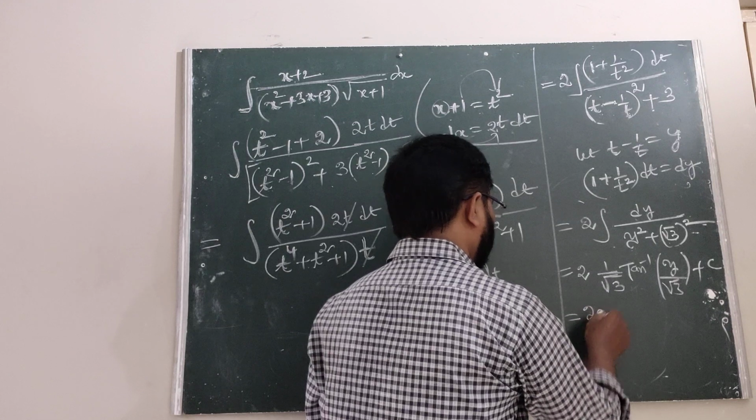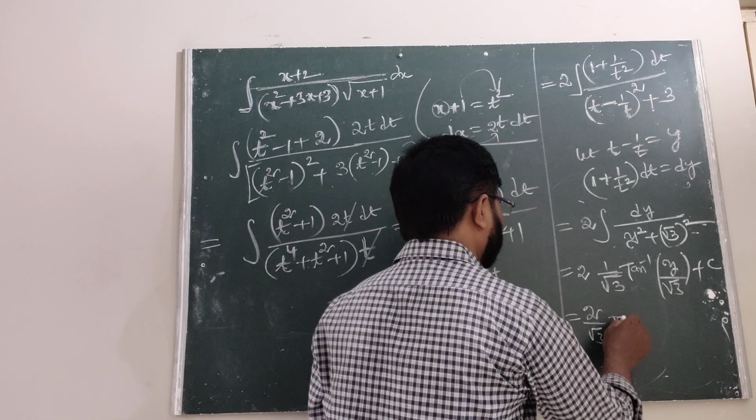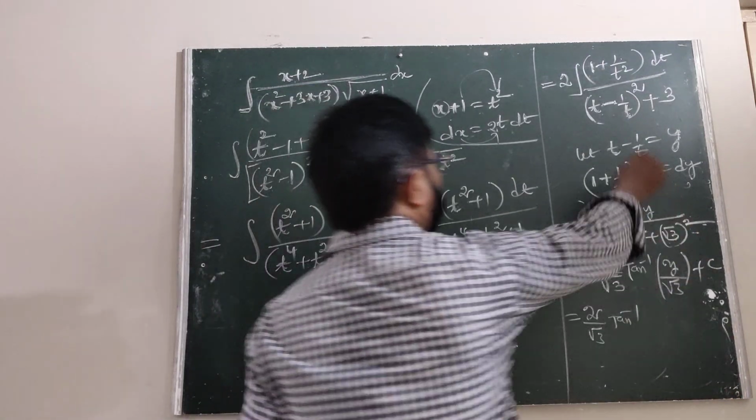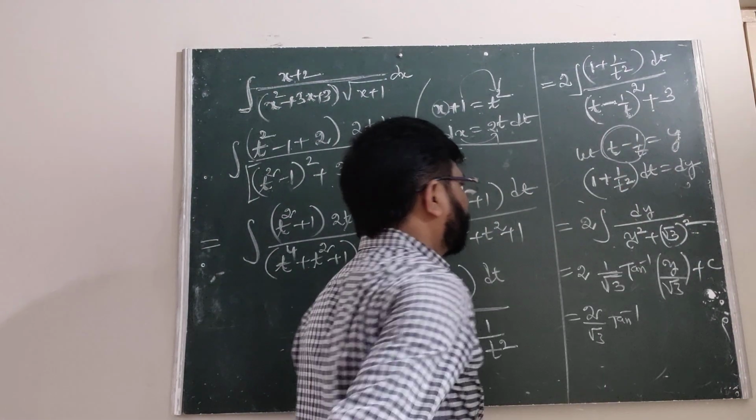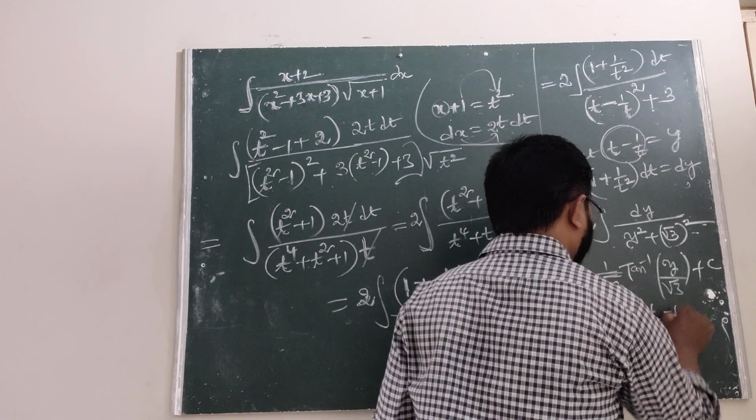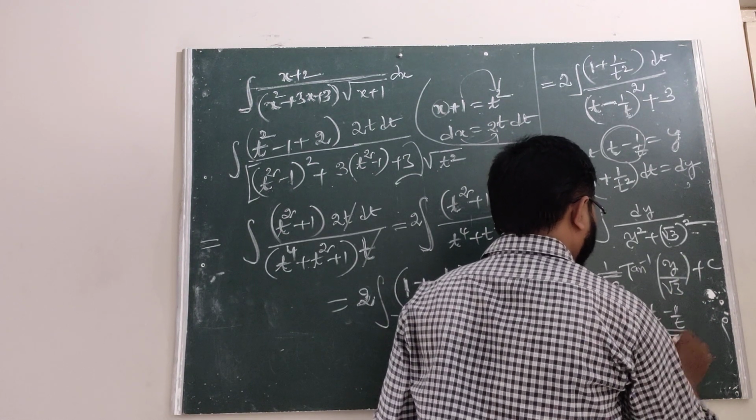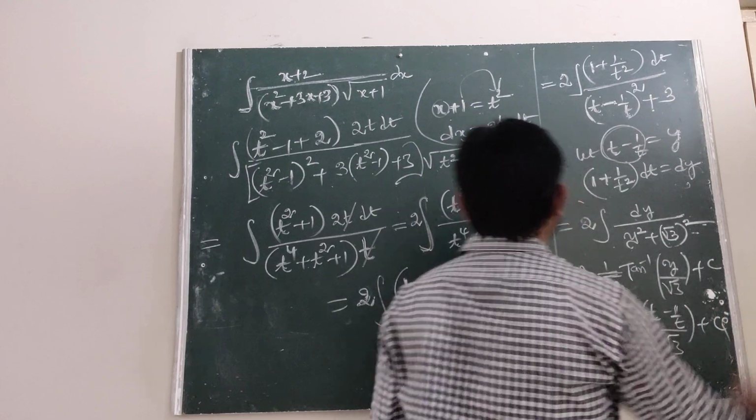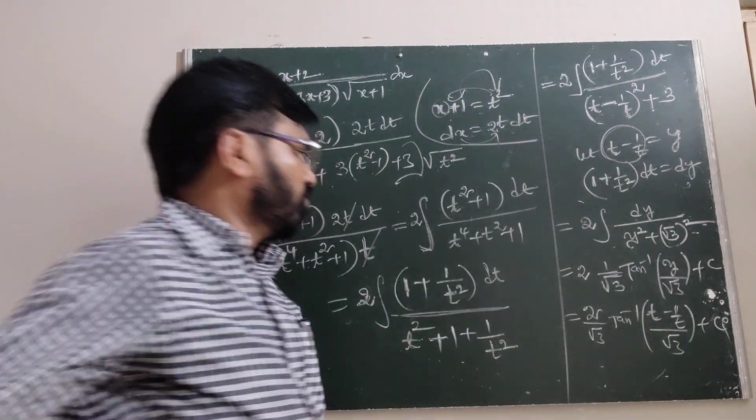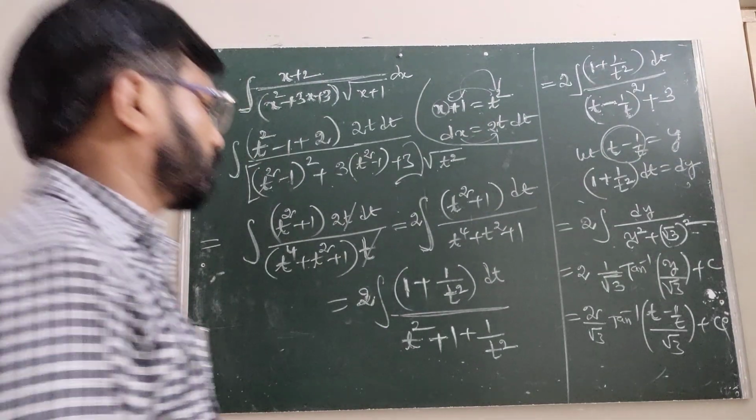After that, 2 upon root 3 tan inverse of, what is y? Nothing but here t minus 1 by t. Therefore, t minus 1 by t by root 3 plus c. What is t here? Root of x plus 1.